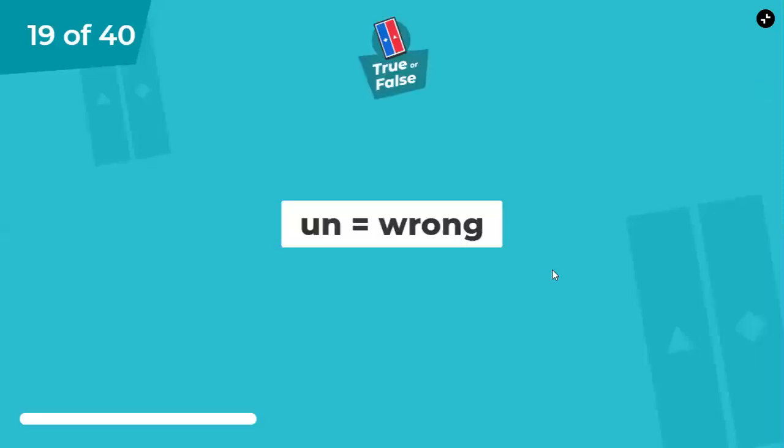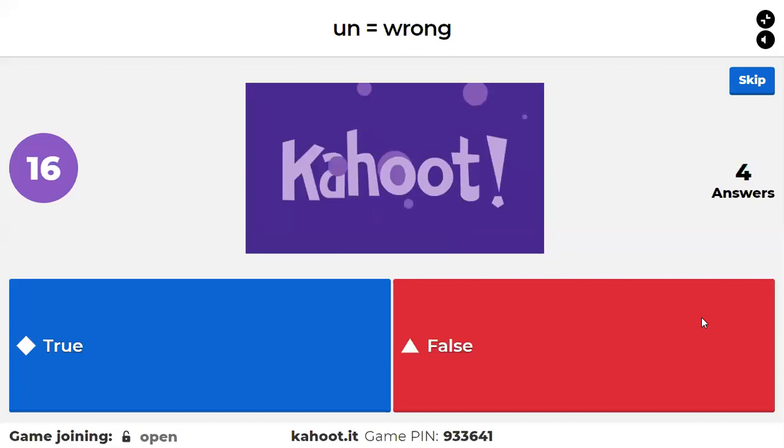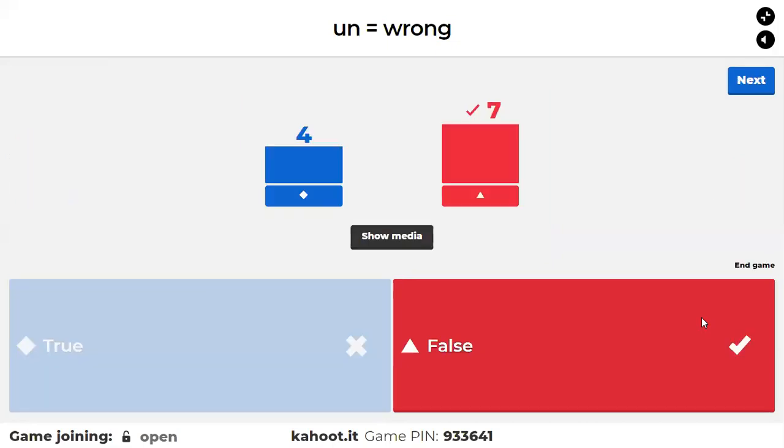So, un means wrong. Is that true or false? Red is going to be true, and blue is going to be true, and red is going to be false. That is false. Unmistakable means not. Un means not. It doesn't mean wrong.